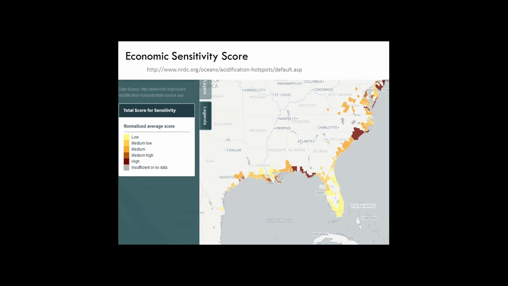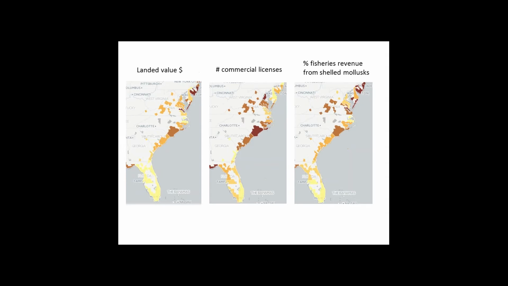Here is the economic sensitivity score close-up for your region. And I would like to show you the three components that made up this index here. As I mentioned before, their landed value, number of commercial licenses, and the percent of revenues from shelled mollusks out of total fisheries. And you can see how the different geographic units, what we call our county groups, change and shift a little bit from one measure to another.